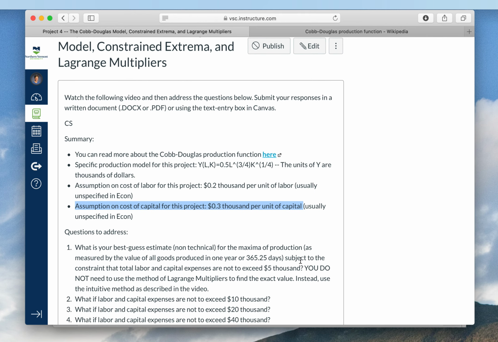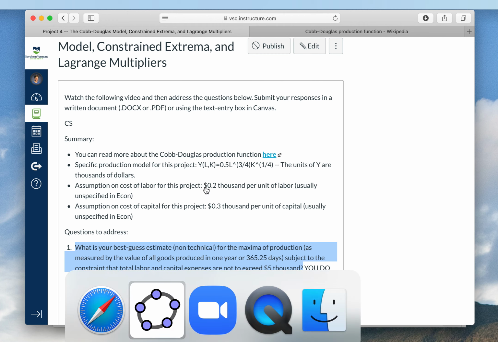So if labor costs $200 and capital costs $300, let's try to think about how this represents a constraint. So what is your best guess estimate? We don't need to be technical here, for the maxima of production, subject to the constraint that total labor and capital expenses are not to exceed $5,000. Well, let's go ahead and take a look at that.